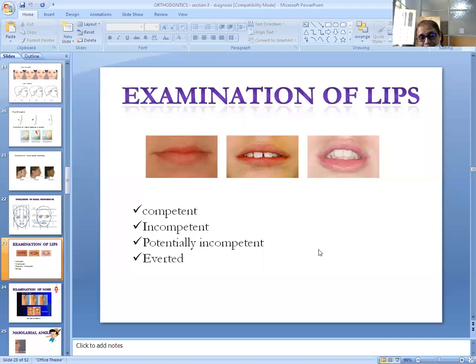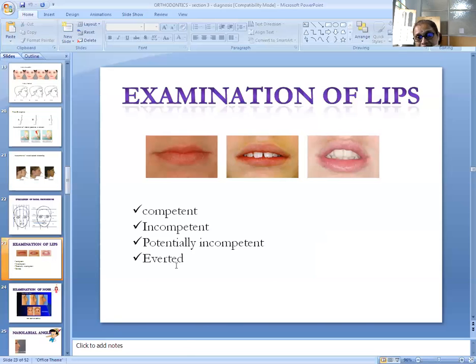Then, potentially incompetent. What is potentially incompetent? Potentially incompetent means the patient at rest does not have lip seal or lip contact, but the patient intentionally closes the lips to make contact. If you have seen clinically, the patient will forcefully close the lips, mostly in proclined upper incisors, because the patient feels the proclination or the visibility of the incisors is more and it is not looking good. So the patient will try forcefully to close the lips, but at rest, the lips will be apart.